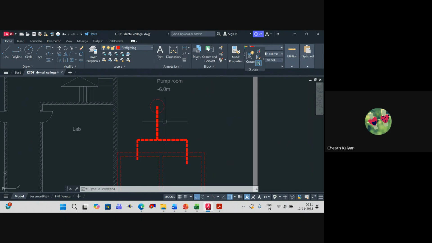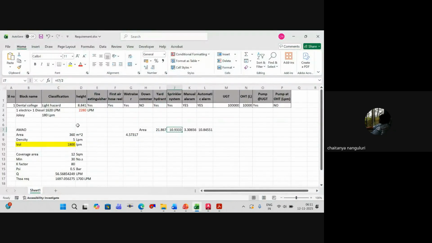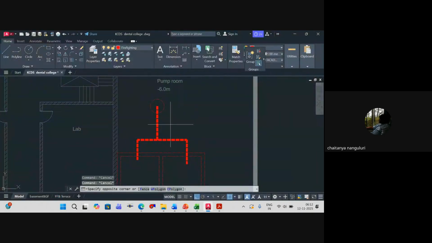Three. We'll have three pumps. One hydrant and sprinkler pump is one electrical pump in our case. It's not two separate pumps, right? If you remember the requirement sheet, it's one electrical plus one diesel, which is 2280 LPM instead of 1620, and then we have a jockey pump. Only three pumps we have, right? Okay, so we have three pumps here.